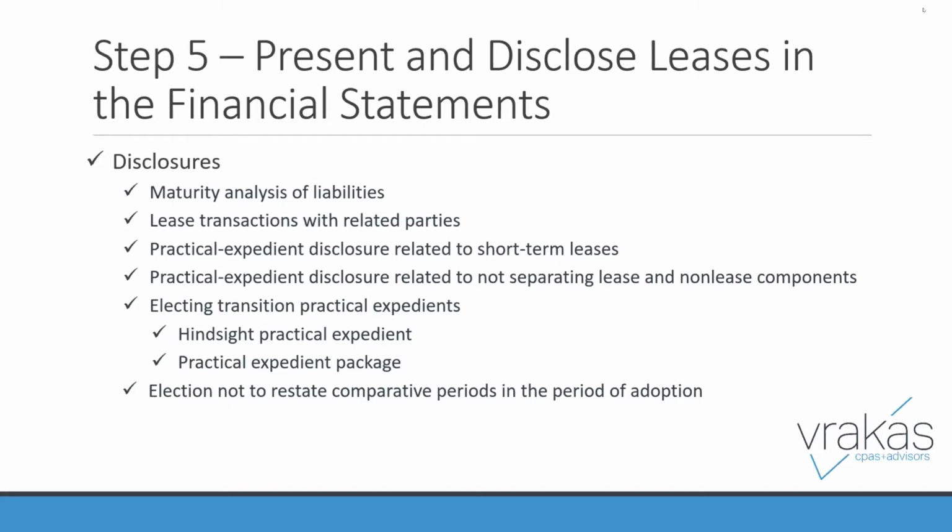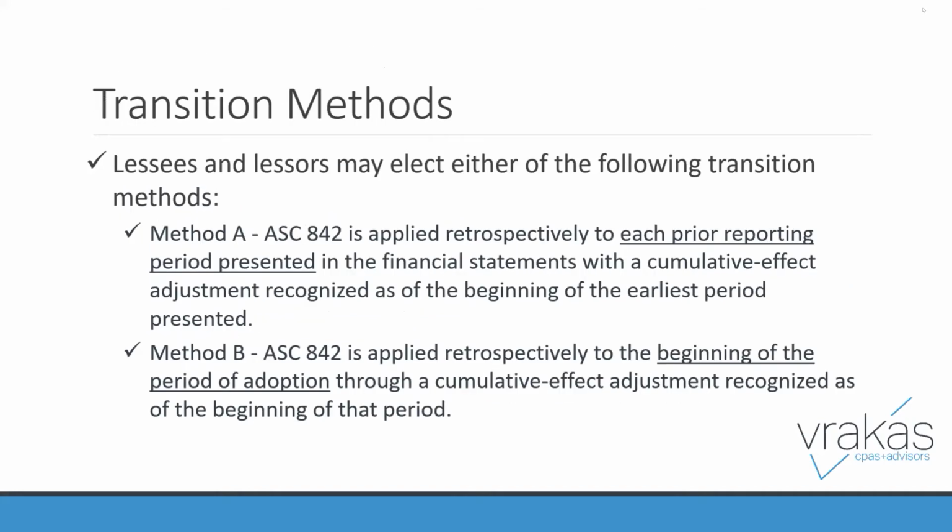And yeah, there's a couple different options here, and again, these are kind of like accounting policy elections. You can choose if you want to adopt them. So we will talk about those. Yes, okay. Transition methods. So there's essentially two methods.